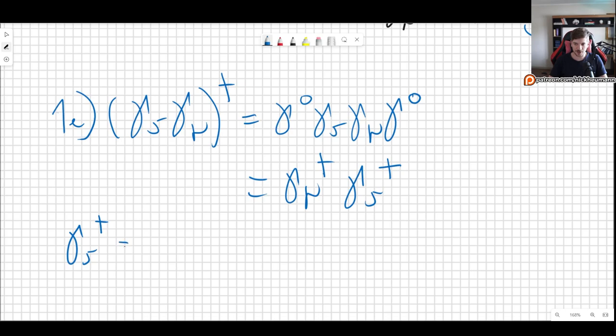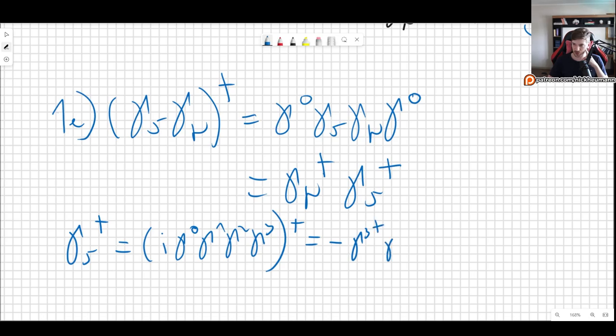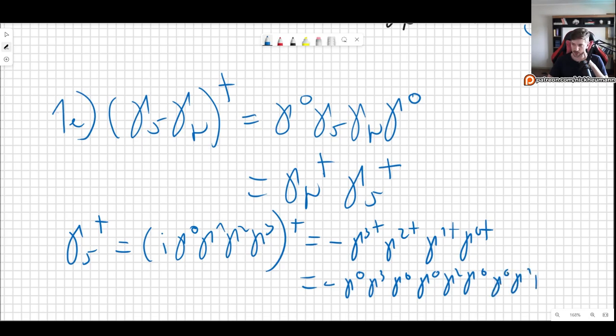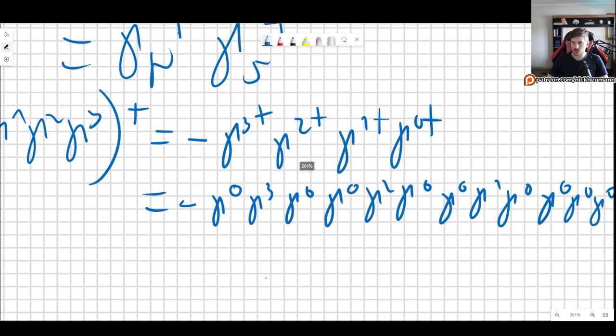So gamma 5 dagger, well, we know that gamma 5 depends on your representation. Again, you can choose different ones, but you will get the same result. I will choose i gamma 0 gamma 1 gamma 2 gamma 3, which is the same as before. And now we dagger this. So upon daggering it, we get minus because of the i, and then we reverse order: gamma 3 dagger, gamma 2 dagger, gamma 1 dagger, gamma 0 dagger. But we know what gamma mu dagger is, right? So gamma 3 dagger is gamma 0 gamma 3 gamma 0. Gamma 2 dagger is gamma 0 gamma 2 gamma 0. Gamma 1 dagger is gamma 0 gamma 1 gamma 0. Gamma 0 dagger is gamma 0 gamma 0 gamma 0. And, oh, I left out the i. So, of course, it is minus i, not just minus. My bad.